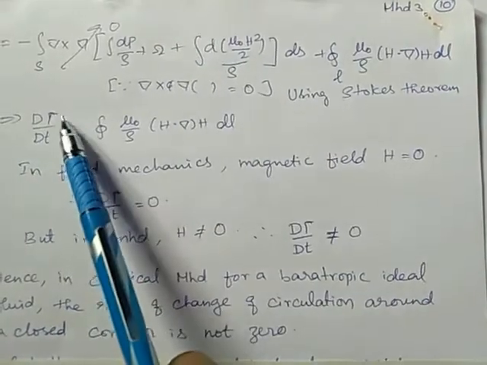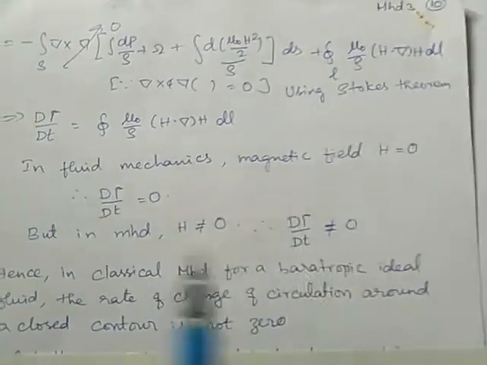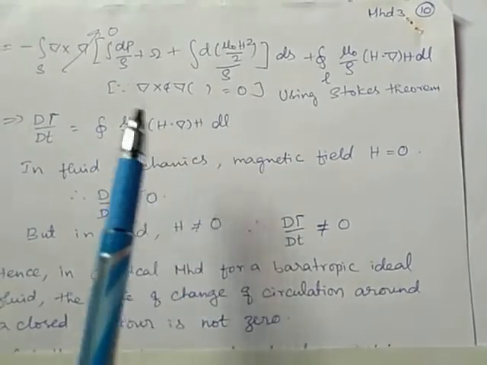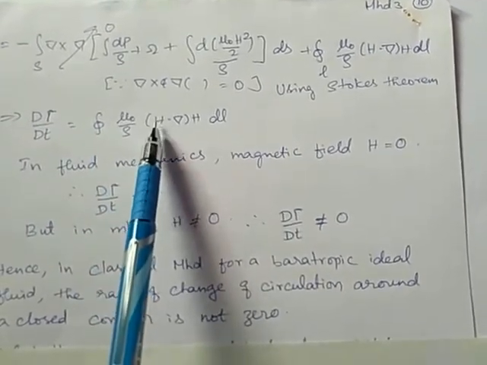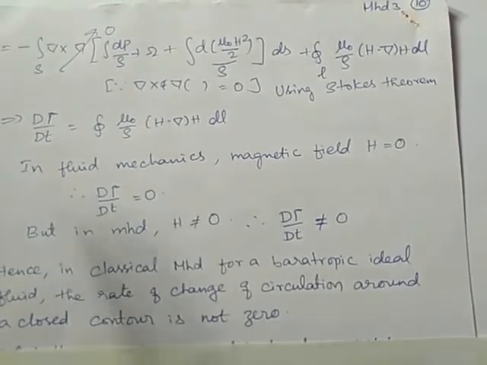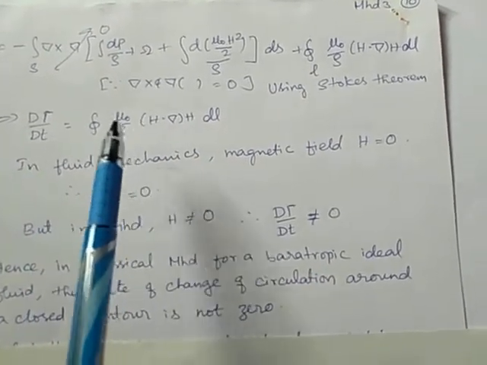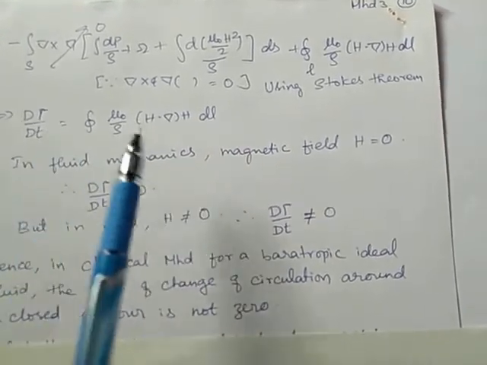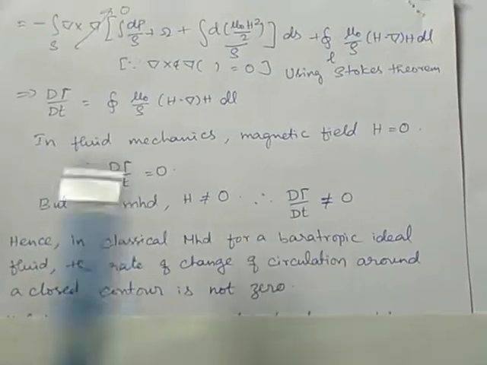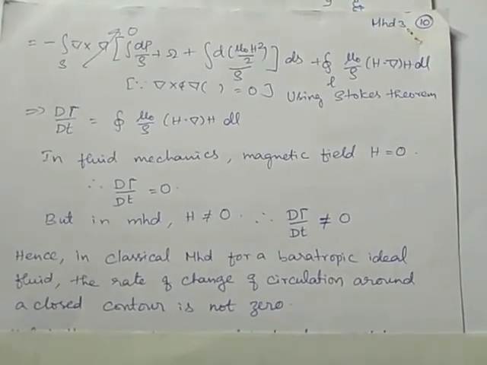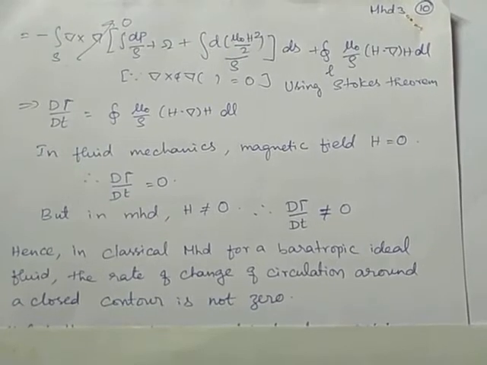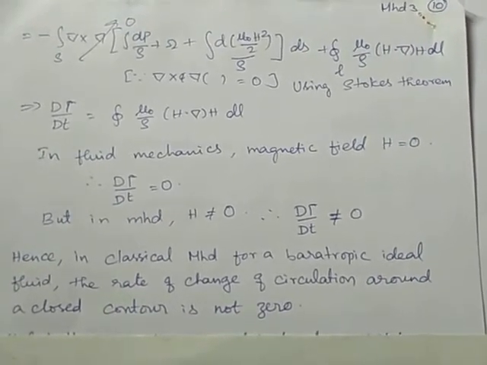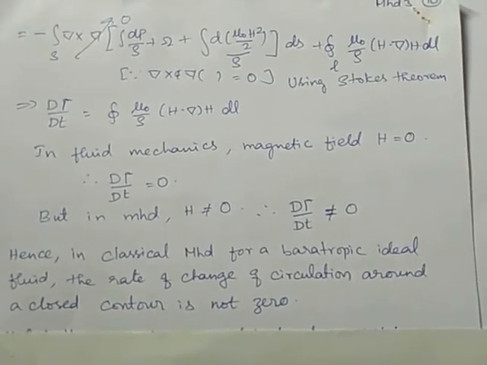We are left with d gamma by dt is equal to the integral of mu naught by rho H dot del H into dl. In fluid mechanics, we are not considering the magnetic field. Therefore, H will be 0 there. But in magnetohydrodynamics, H is not equal to 0. Therefore, d gamma by dt is not equal to 0. Hence, in classical magnetohydrodynamics, for a barotropic ideal fluid, the rate of change of circulation around a closed contour is not equal to 0.